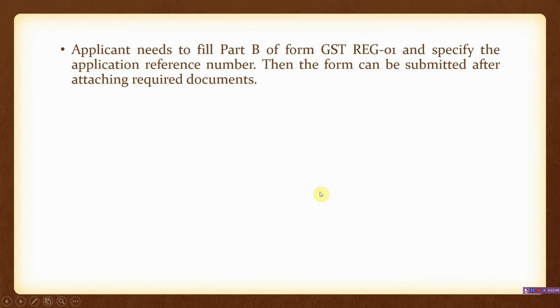The next comes, the applicant needs to fill Part B of Form GST Registration 1 and specify the application reference number which he has received when he filled the form GST Registration 01. तो पार्ट ए फॉर्म जो हमने भरा था GST Registration 1 का, उस टाइम हमको क्या मिलता है एप्लीकेशन रेफरेंस नंबर, तो वो मेंशन करना पड़ता है पार्ट बी ऑफ फॉर्म GST Registration 1 में. ठीक है. Then the form can be submitted after attaching the required documents.